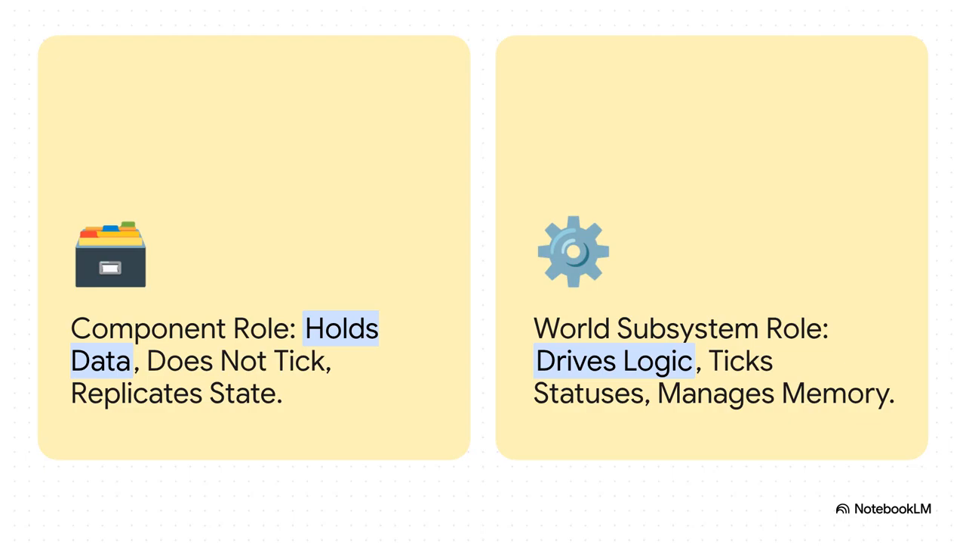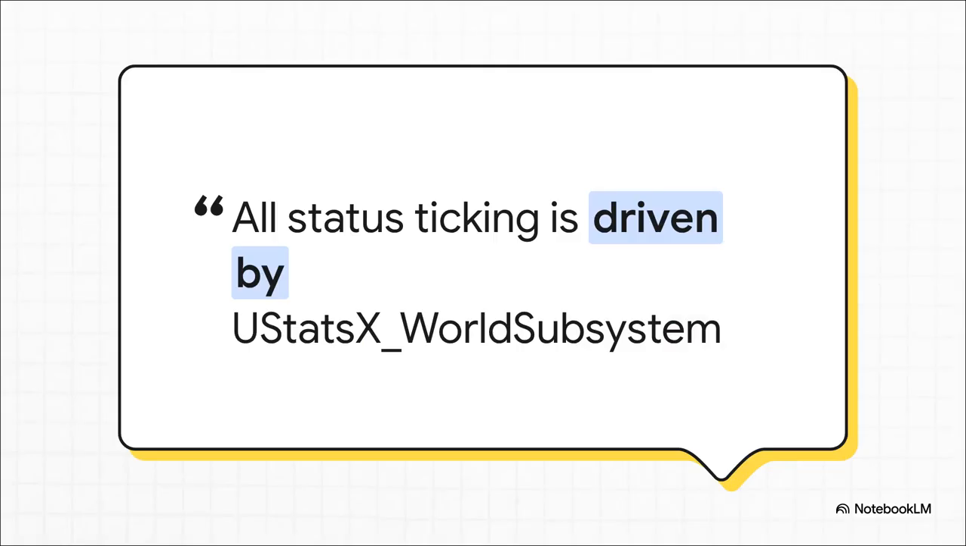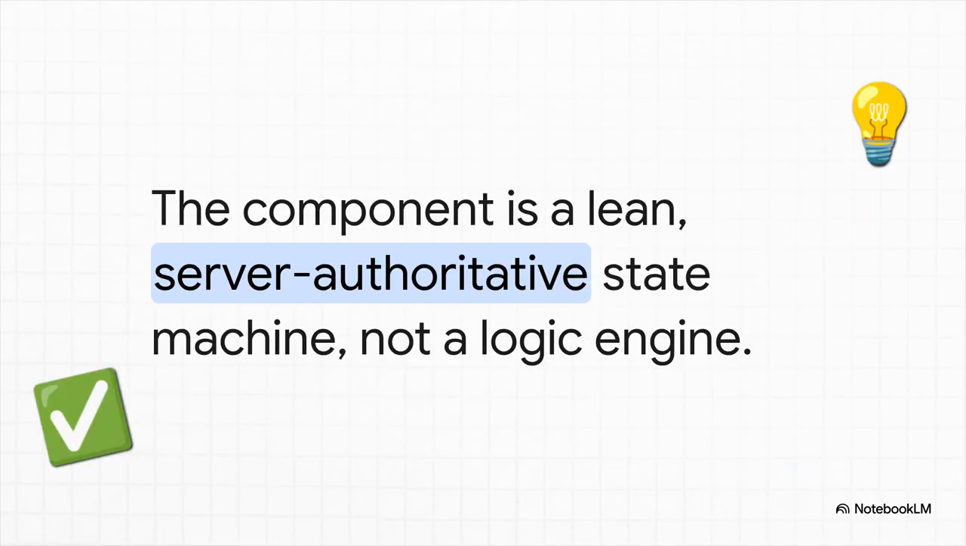And this brings us to the biggest design choice. The component holds data, but logic lives elsewhere. That elsewhere is the world subsystem. Remember the component itself? It never, ever ticks. And that's the whole point. It makes the component a super lean, predictable state machine.